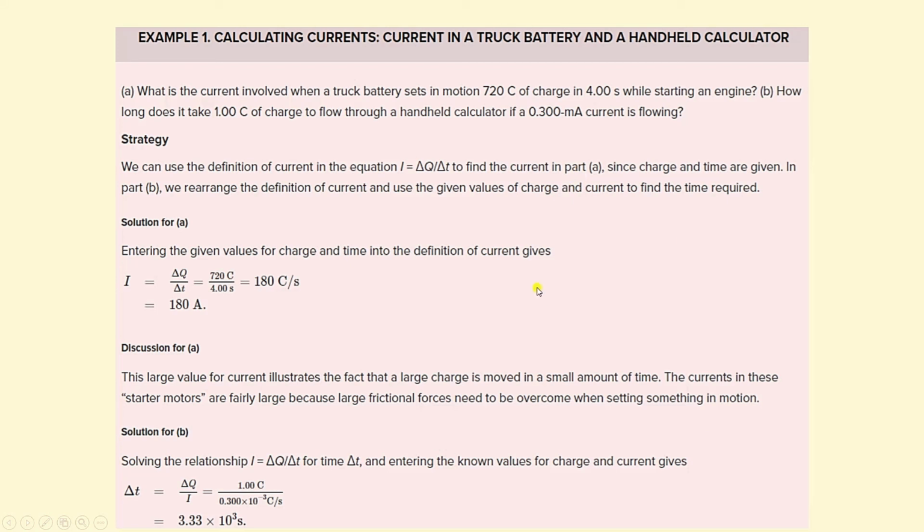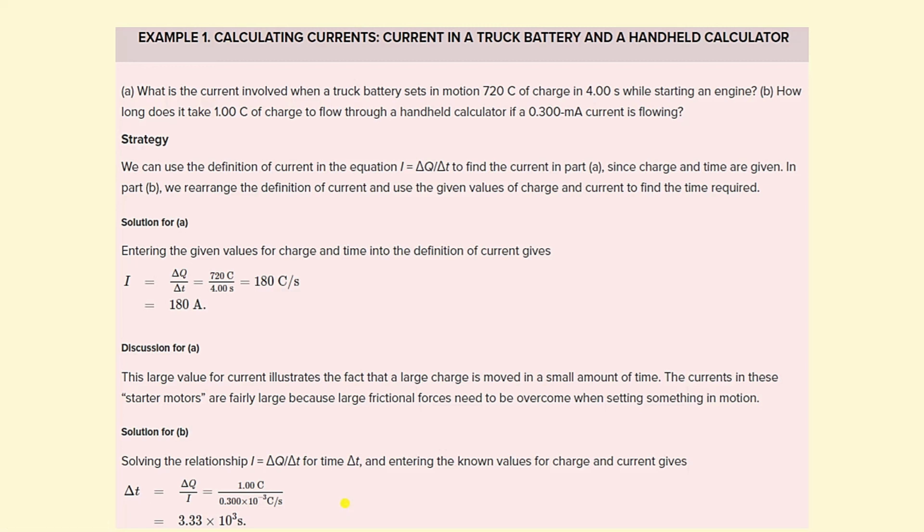For the second part, we rearrange the definition. The definition of current is charge upon time, so time will be equal to charge upon current. From the question, we have been given the charge, that is 1 coulomb, and the current, that is 0.3 milliampere. Convert it into ampere by multiplying 0.3 by 10 to the power of minus 3. After calculation, the whole thing comes out to be 3.33 into 10 to the power of 3 seconds.